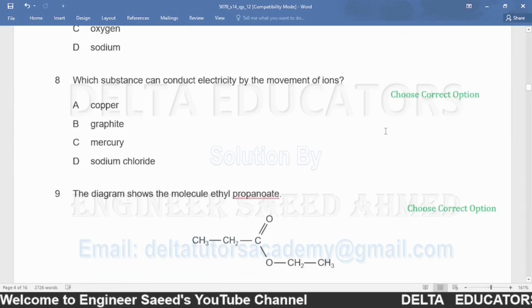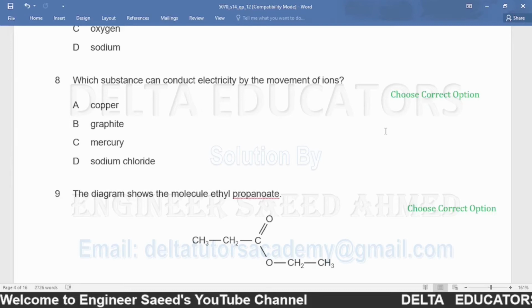Question number 8. Which substance can conduct electricity by movement of ions? Option A copper. Copper is a metal, and in a metal electricity is conducted because of the flow of electrons, not by the movement of ions. So A is incorrect. B graphite. Graphite has delocalized electrons, and in graphite electricity is conducted because of the movement of these delocalized electrons. So B is also incorrect. C mercury. Mercury is also a metal. So in a metal electricity is conducted because of the movement of electrons, not ions. So C is also incorrect.